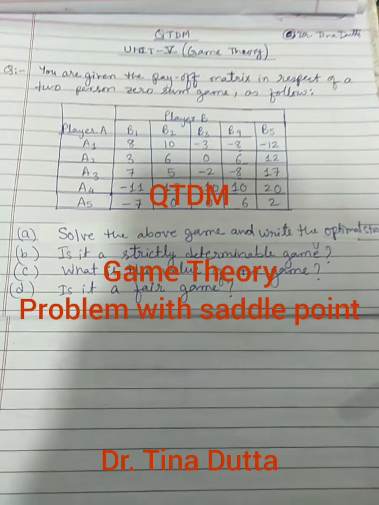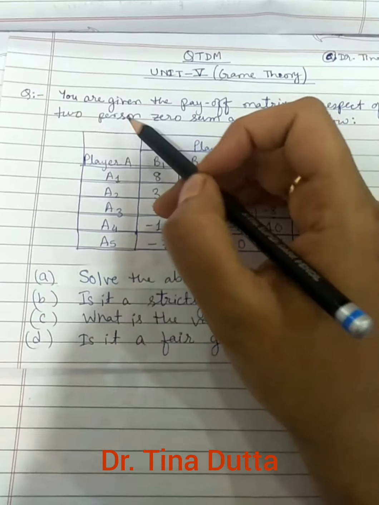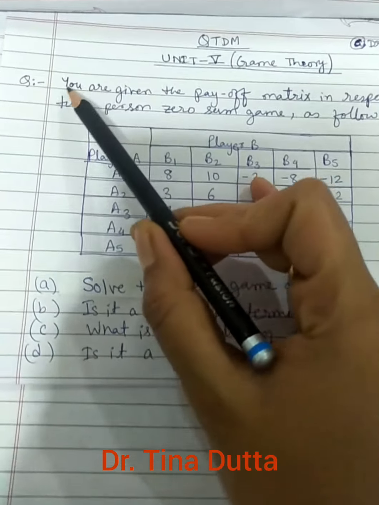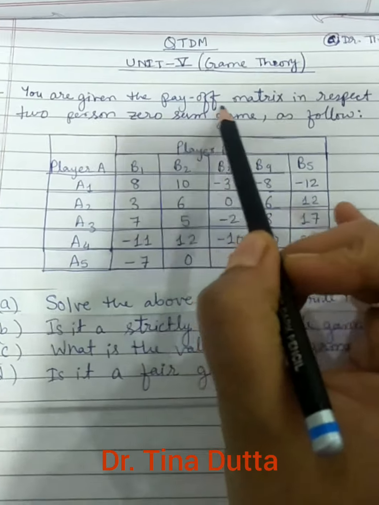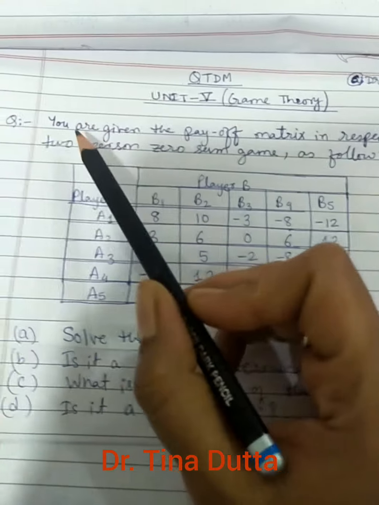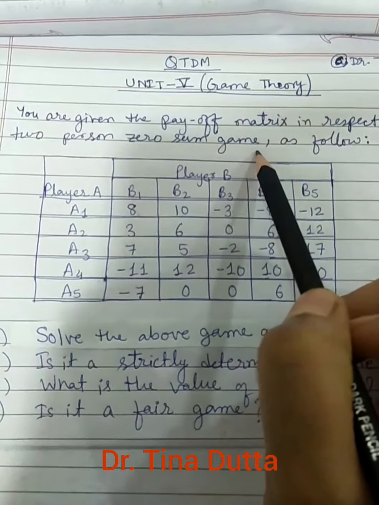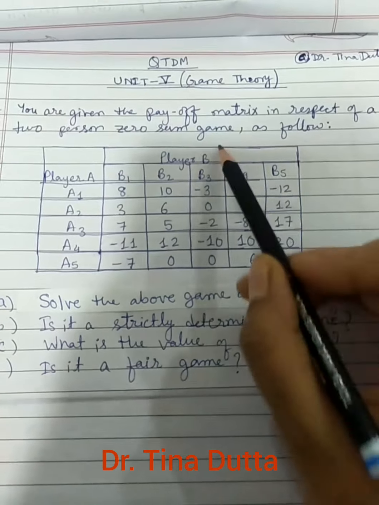Hello students, we will now discuss one example of game theory. The question is, you are given the payoff matrix in respect of a two-person zero-sum game, and the payoff matrix is given as follows.